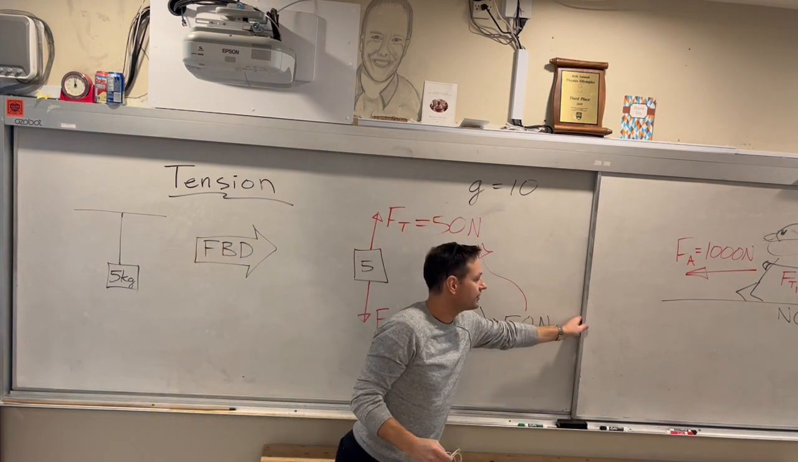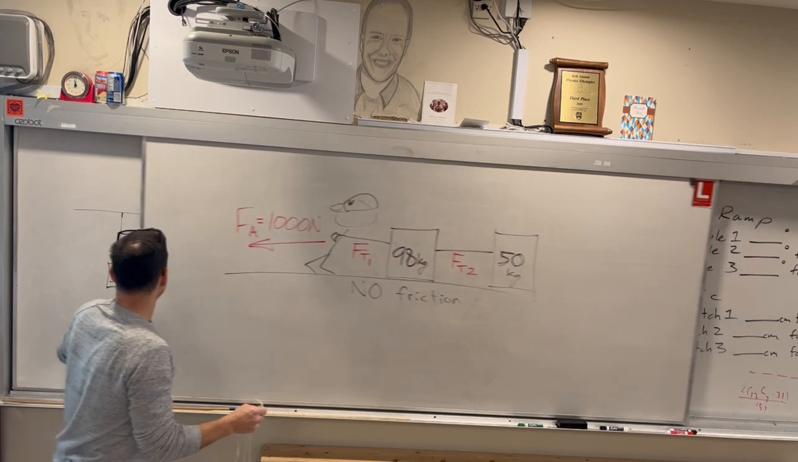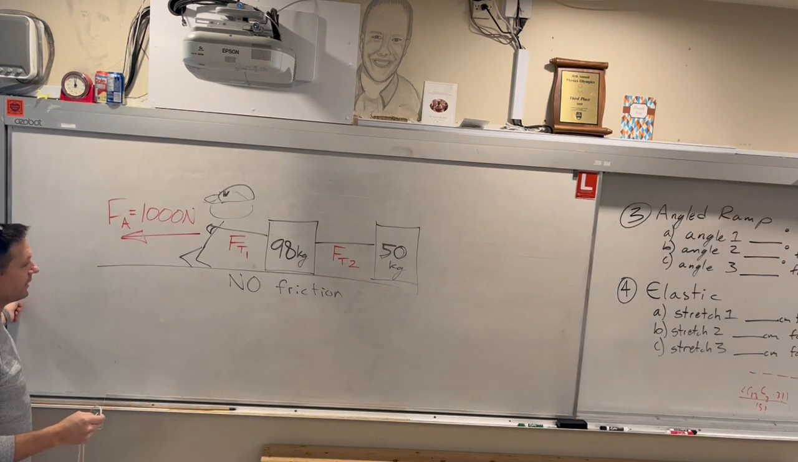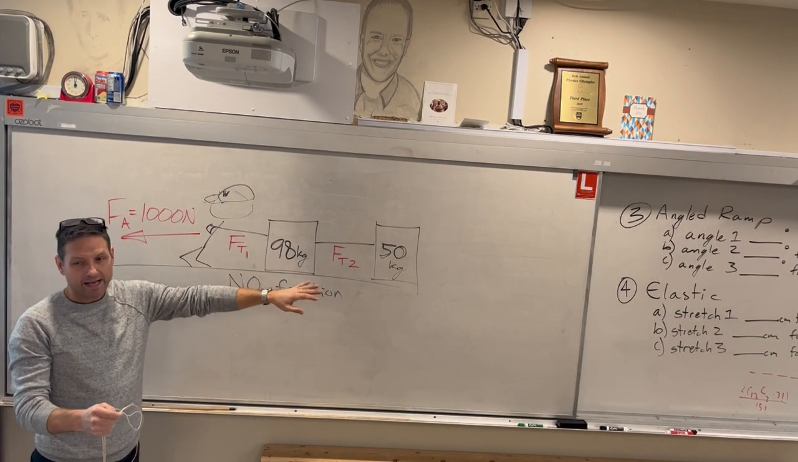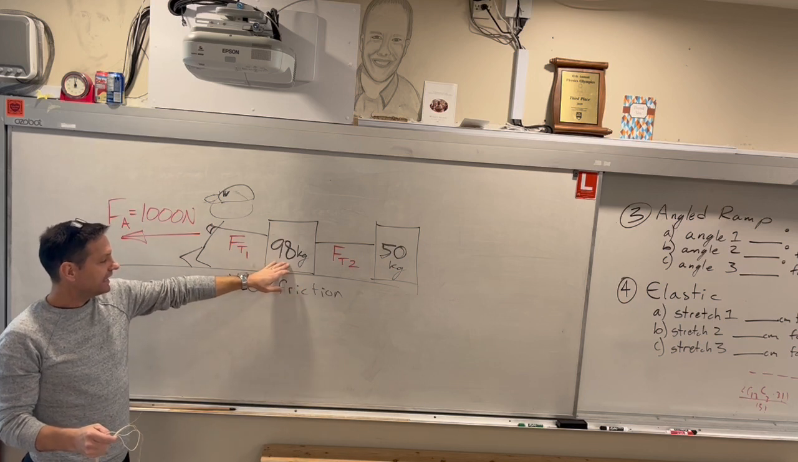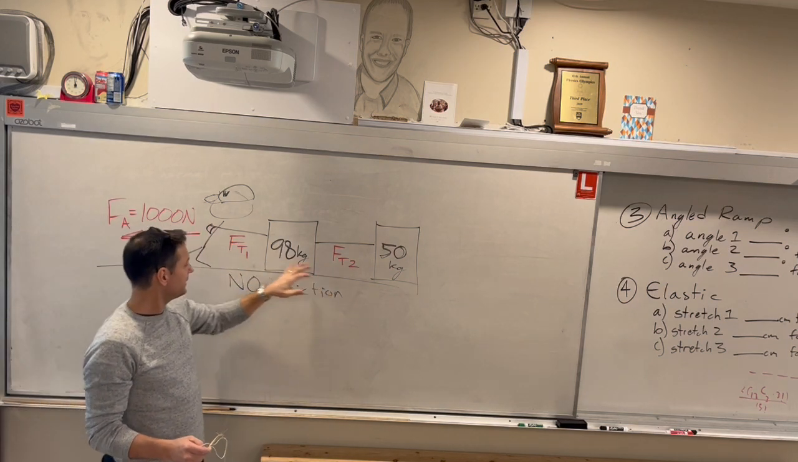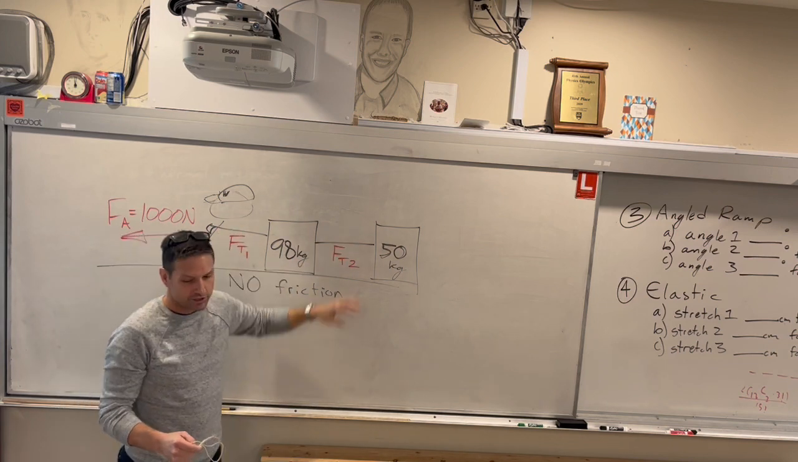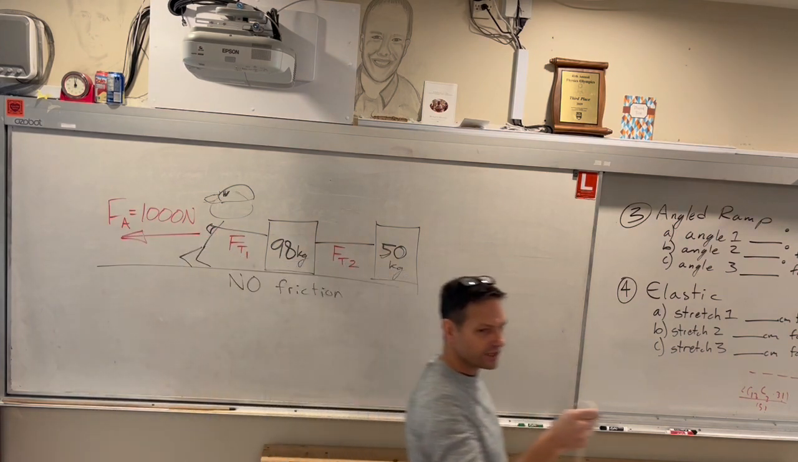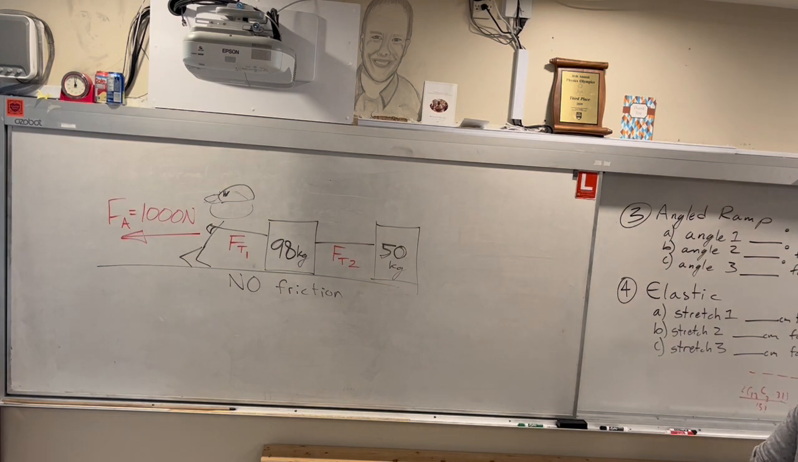Okay, so second situation is we've got Marco in his West Van hat here, and he's pulling a mass. He's got 98 kilos here, and he's pulling with 1,000 newtons sideways, and we want to find the tension in this first rope and the tension in the second rope. Okay, so how do we do that? This is kind of interesting.